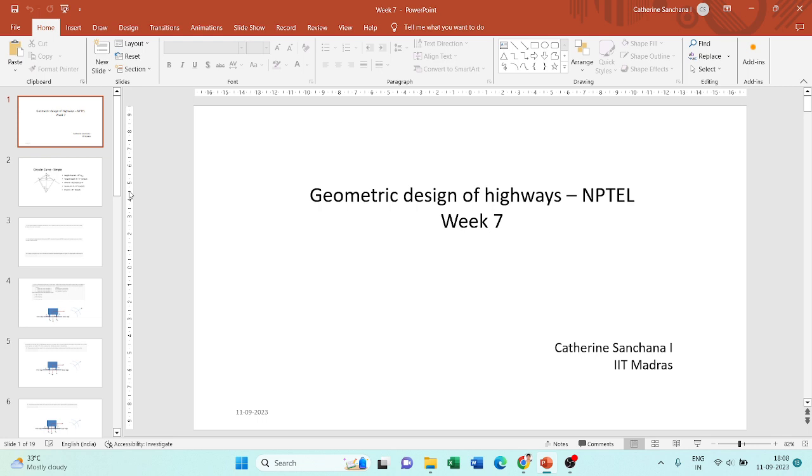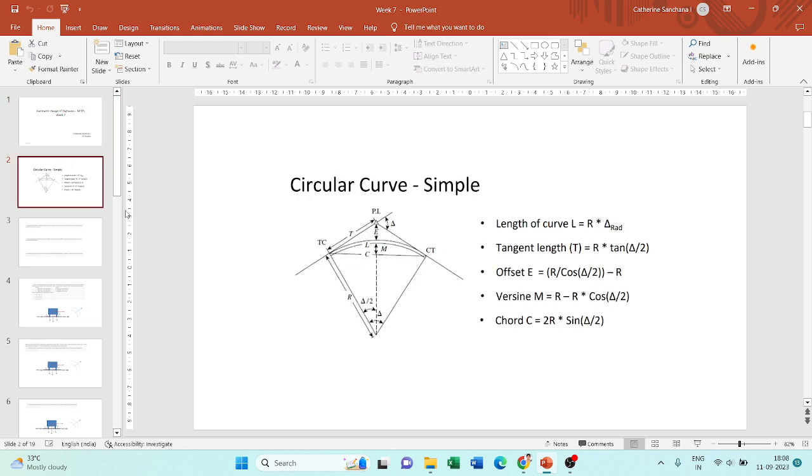So let us begin with this session. Last week we stopped with circular curve. And I did not solve three problems related to circular curve due to lack of time. So let us begin with those three questions that we left last week, and then we will move ahead to designing of horizontal curves in detail.